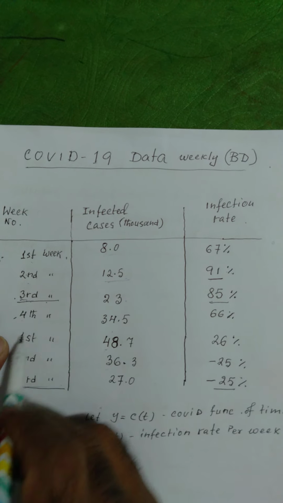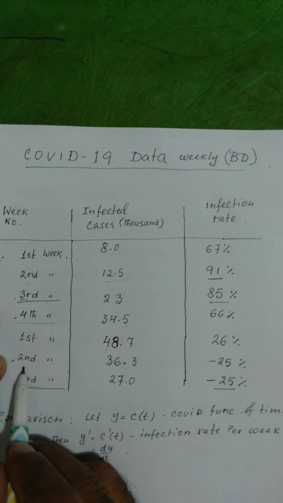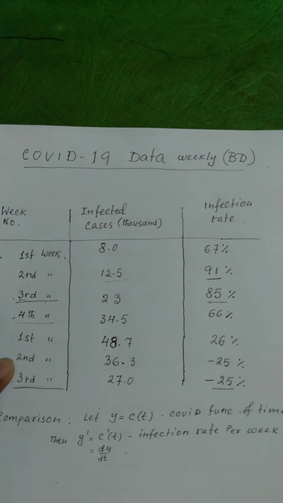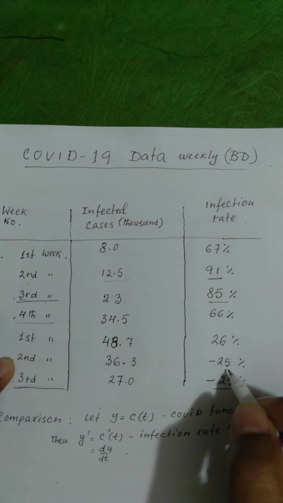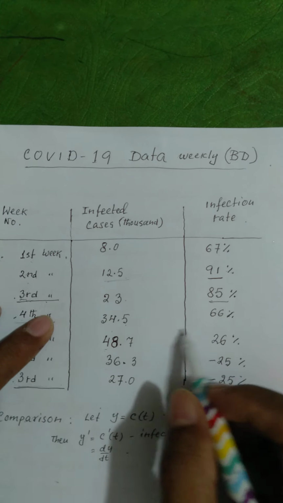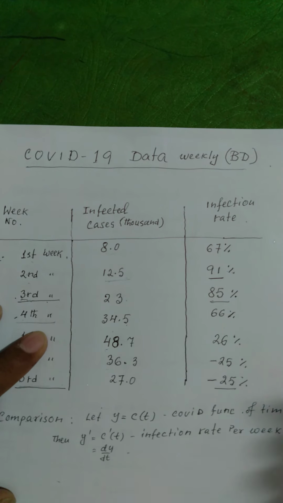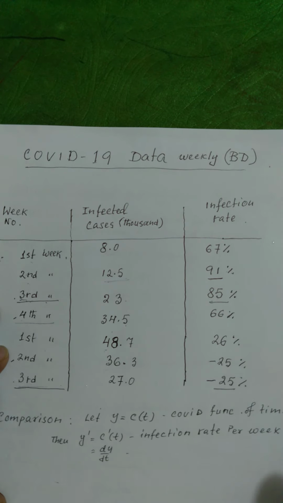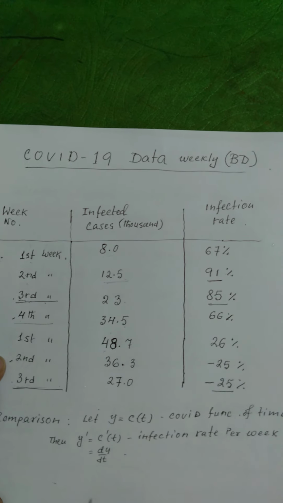Fourth week, 34.5 thousand, and here suppose second week this is 36,000. It seems to be worsening, but if we see the infection rate, in the fourth week this was 66%, infection rate increases, but here we can see minus 25%, that is, it decreases. Infection rate decreases.